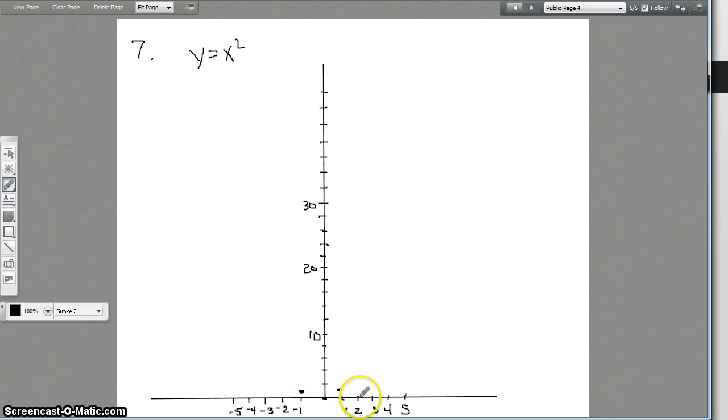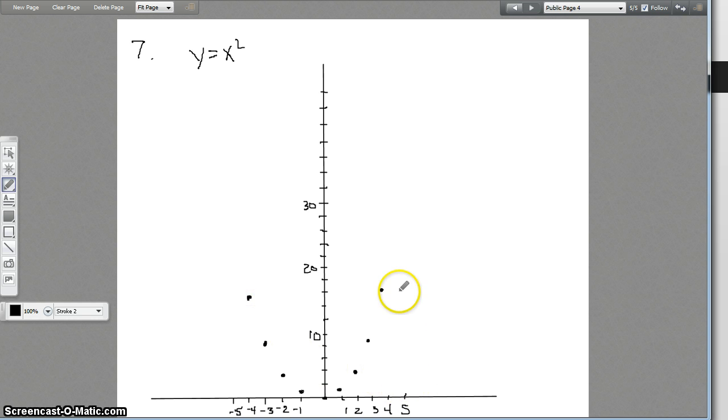Okay, then we need to square the 2. 2 squared is 4, so I'm going to put that up here. And then negative 2 squared is also 4. 3 squared is 9, so that's going to go about here. And negative 3 squared is also 9, so that's going to go about here. 4 squared is 16. And negative 4 squared, I'll try to do a straight line. I think that's about right, about 16.